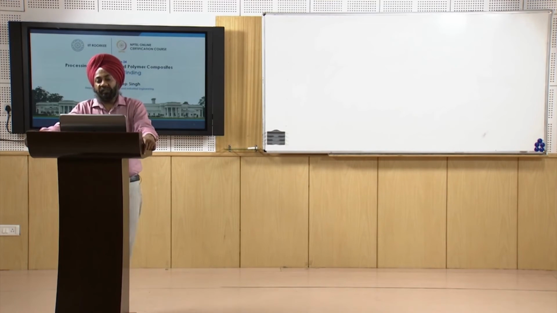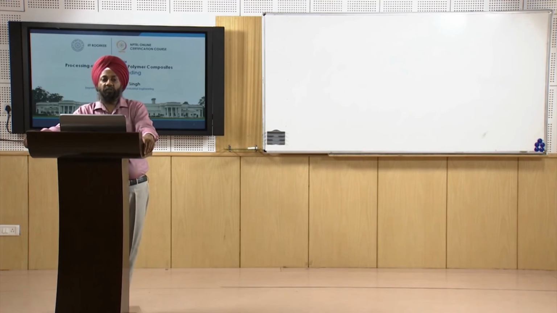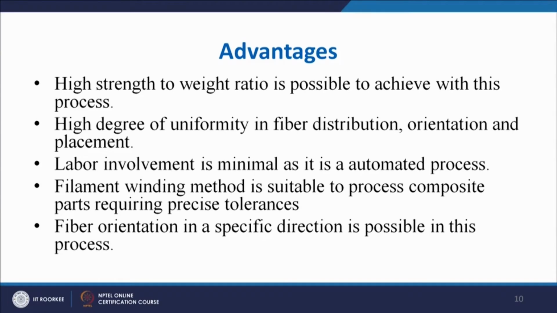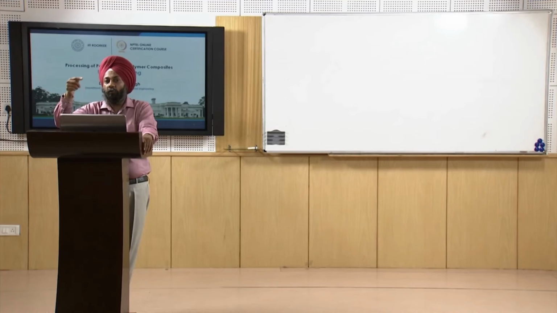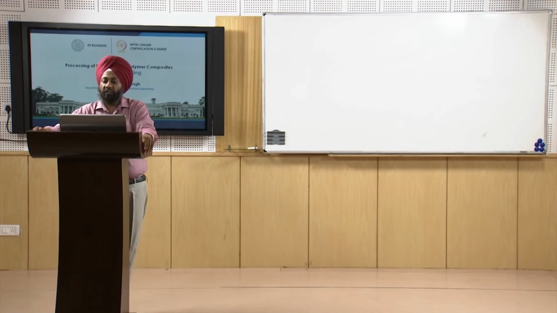Now what are the advantages of this process? High strength to weight ratio is possible with this process. High degree of uniformity in fiber distribution, orientation, and placement. Since we can control the rotation of the mandrel, we can control the movement of the carriage, we can control the movement of the fiber, we can control the fiber tension. Therefore we are able to achieve good fiber distribution, orientation, and placement.